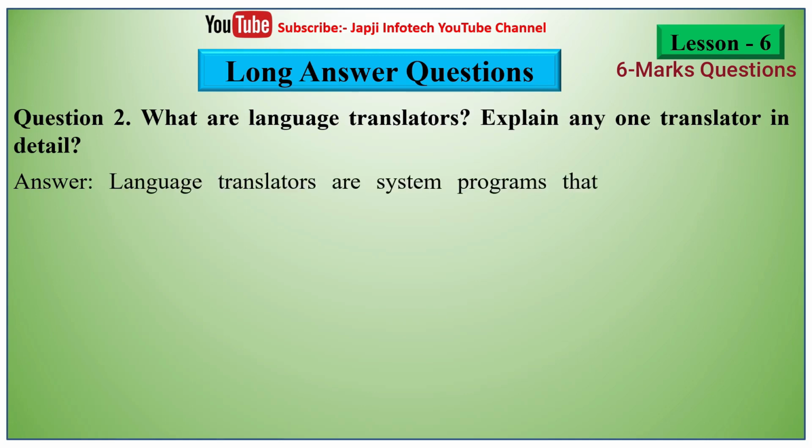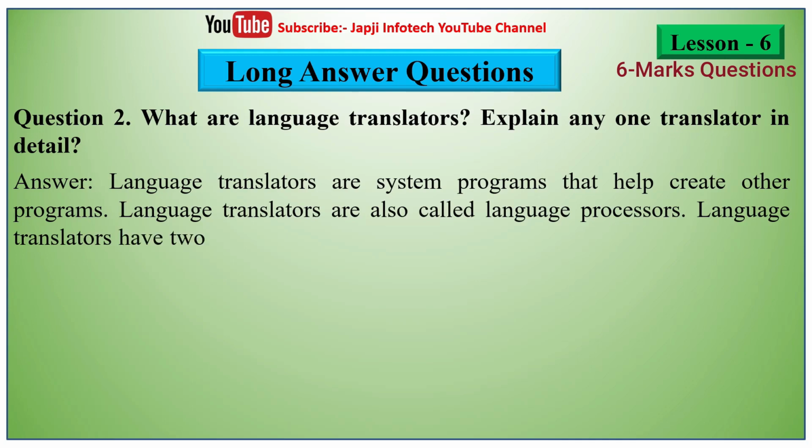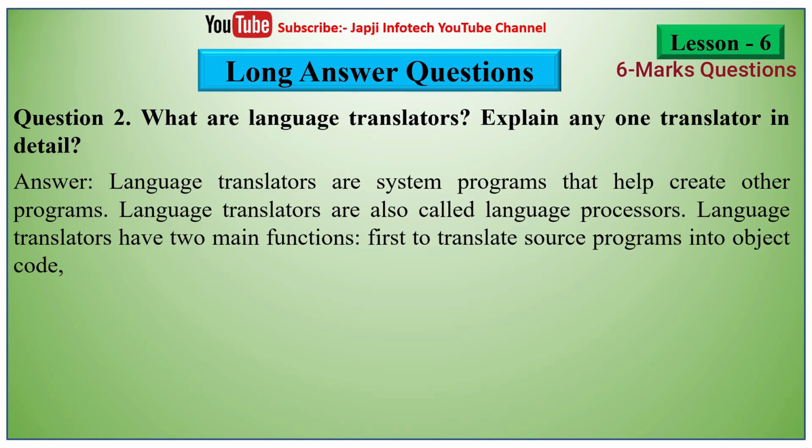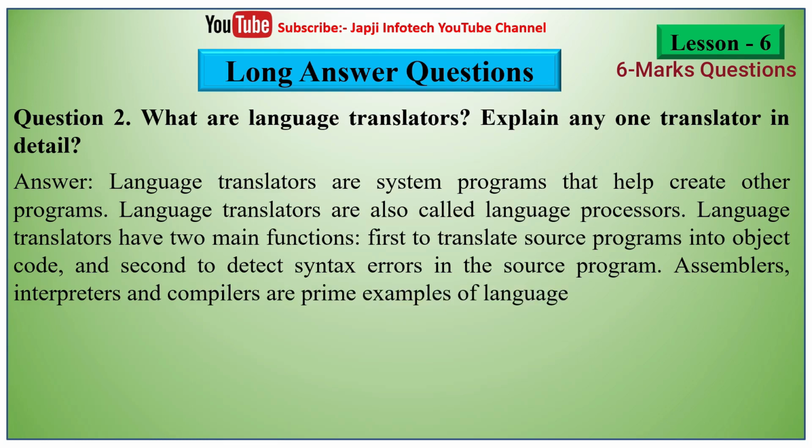So next question is, what are language translators? Explain any one translator in detail. So language translators are system programs that help create other programs. Language translators are also called language processors. Language processors or language translators have two main functions. First, to translate source program into object code, and second, to detect syntax errors in the source program. Assembler, interpreter, and compiler are prime examples of language translators.